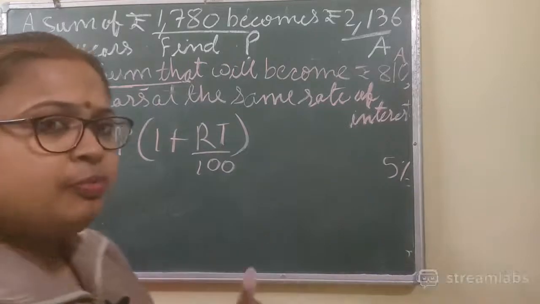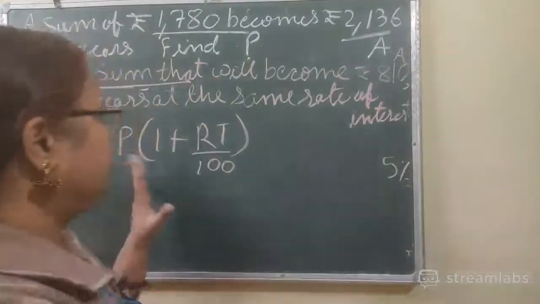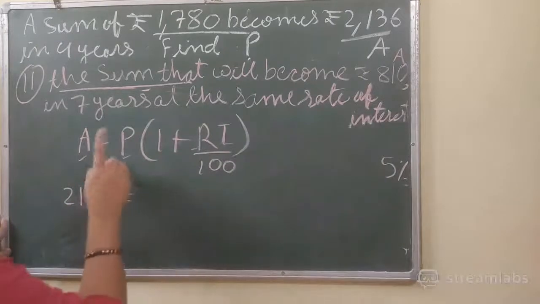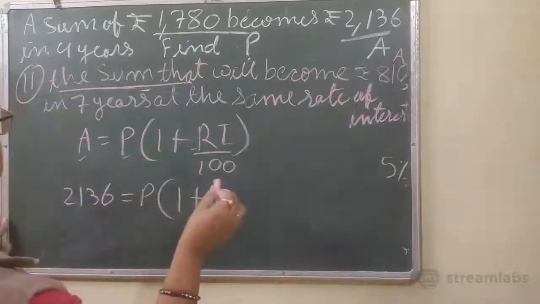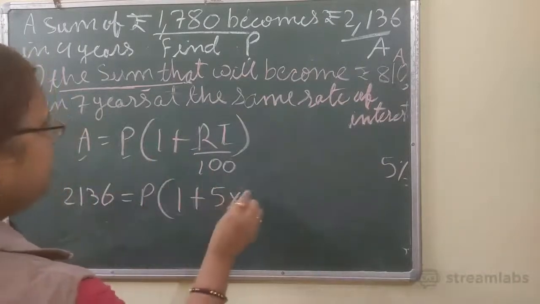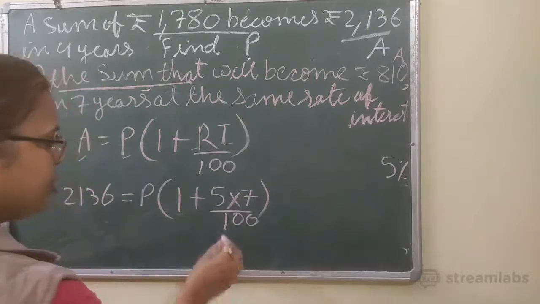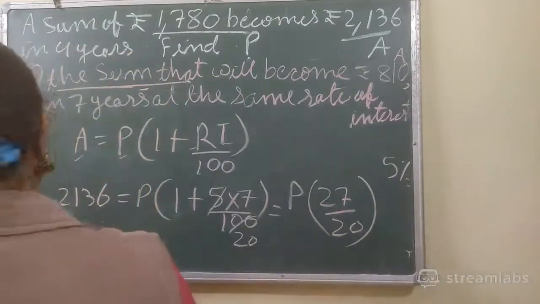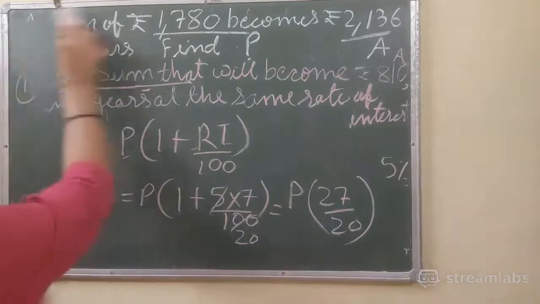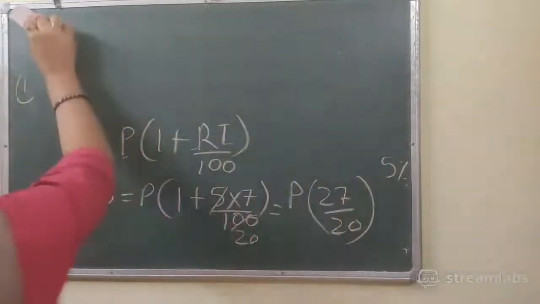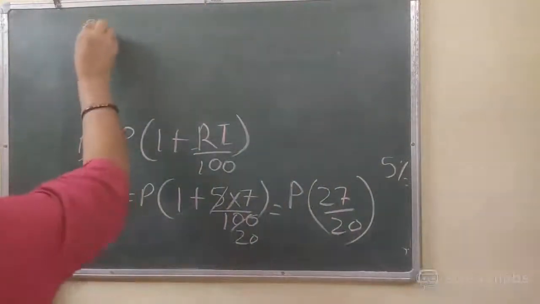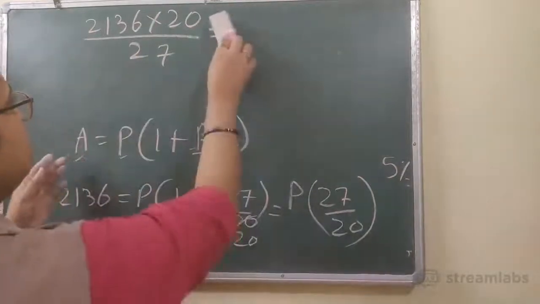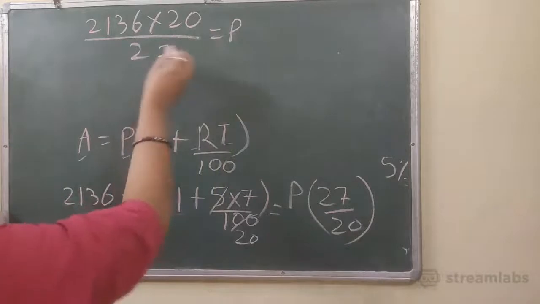When simple interest is not given in the question, you can directly solve using amount and rate. A is 2136, P we have to find out. R is given as 5, and T is given in the question as 7, then 100. So 5 into 7 is 35, which gives 27 by 20. Now I am going to wrap this up so that we can do the calculation. We can write 2136 into 20 by 27, and this is equal to P.